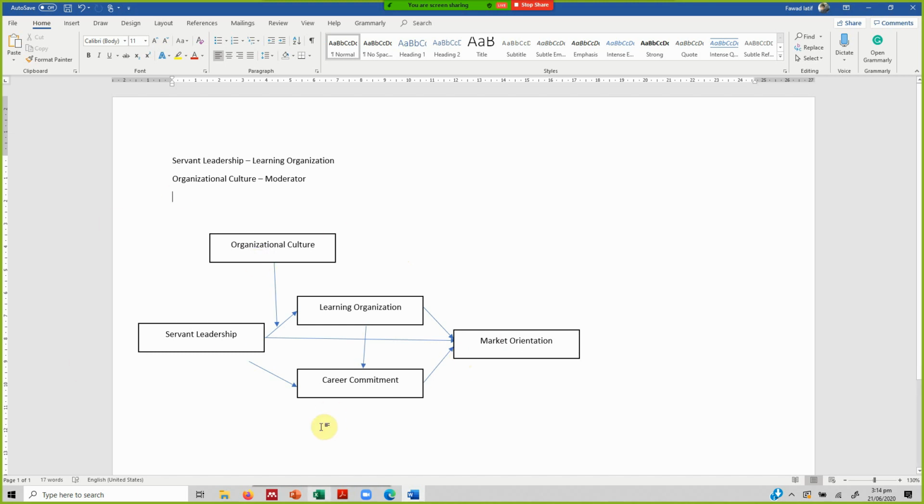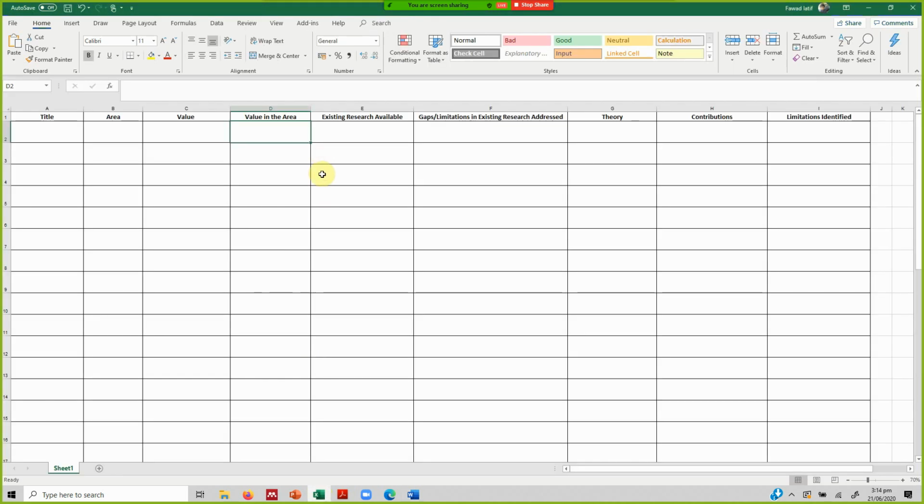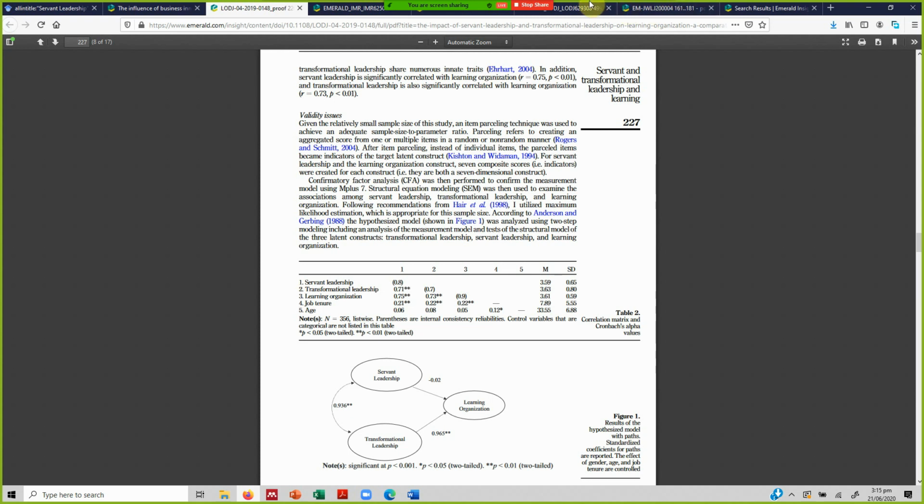Now, how do you start writing the introduction of the paper? Before you put yourself into the writing chair, you need to store relevant information. Read and store relevant information. In this case, let's take an example of a paper.